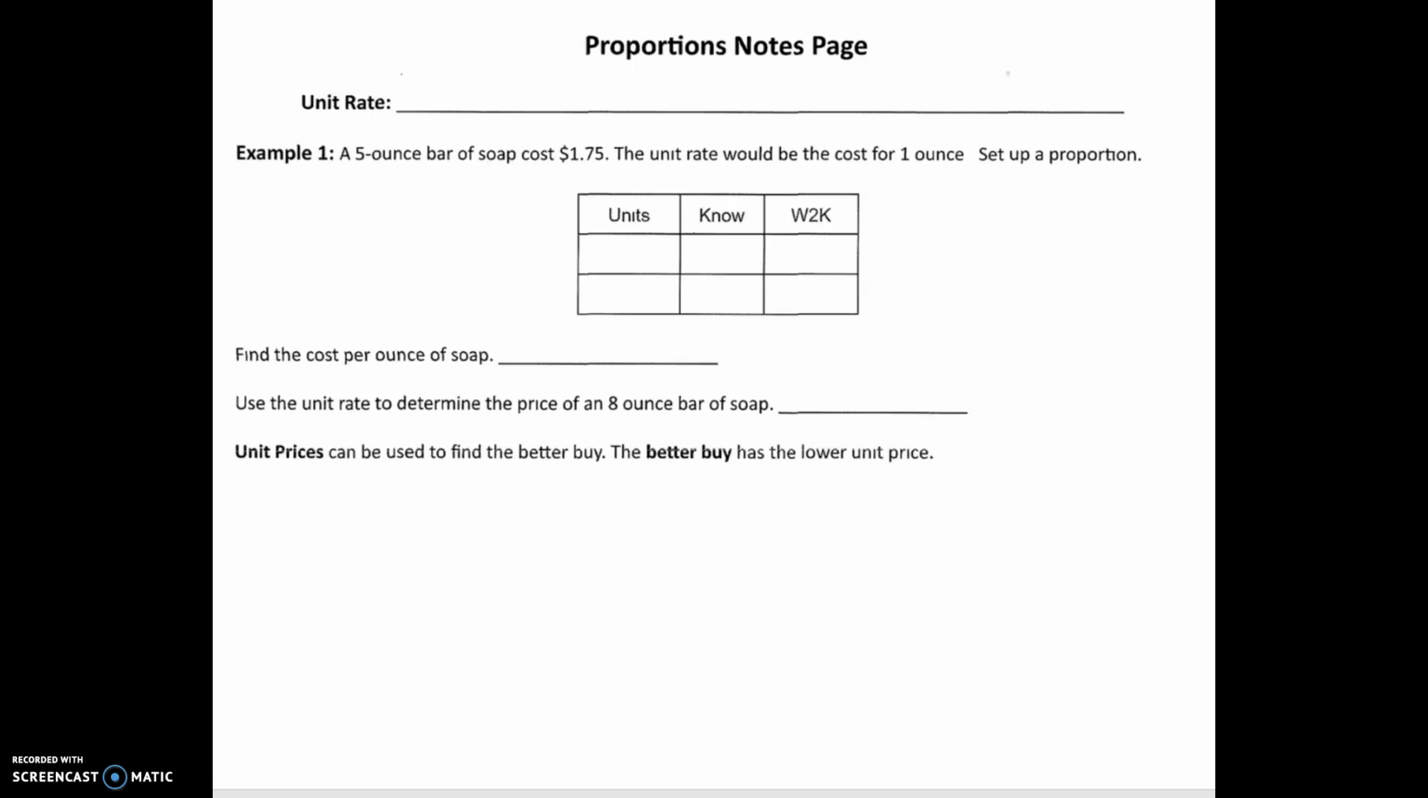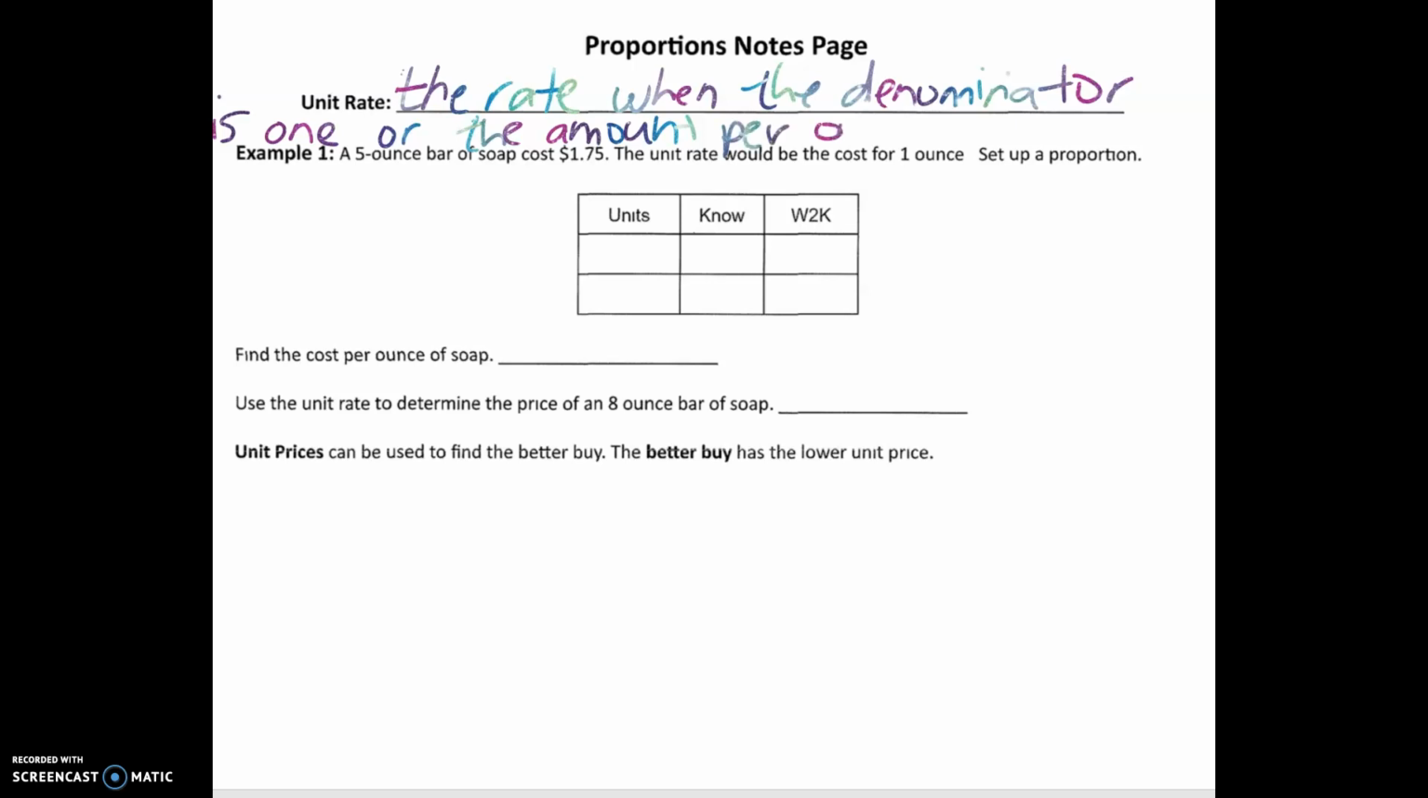Okay, today we're going to talk about unit rate. So at the top, fill this in with me. Unit rate is the rate when the denominator is 1. Or you might hear it as the amount per 1. That's probably what you're going to hear more often, when we say the amount per 1.